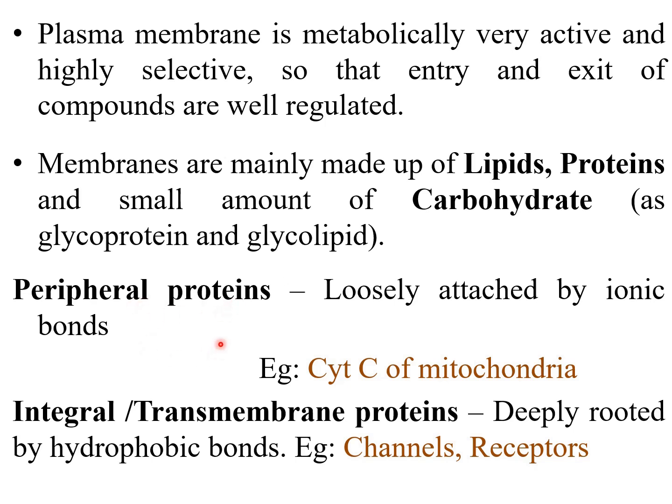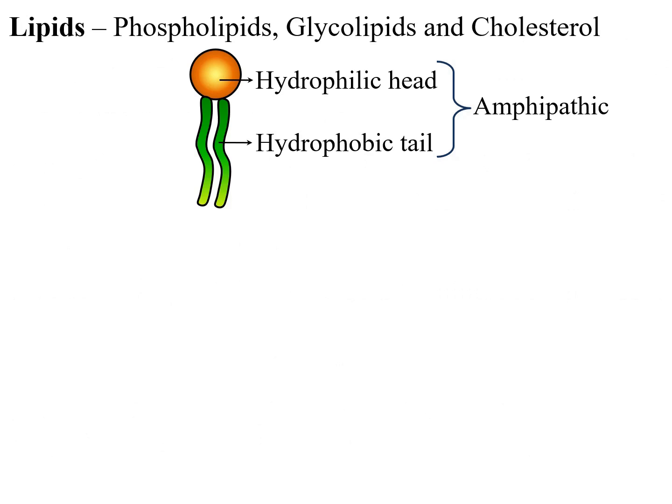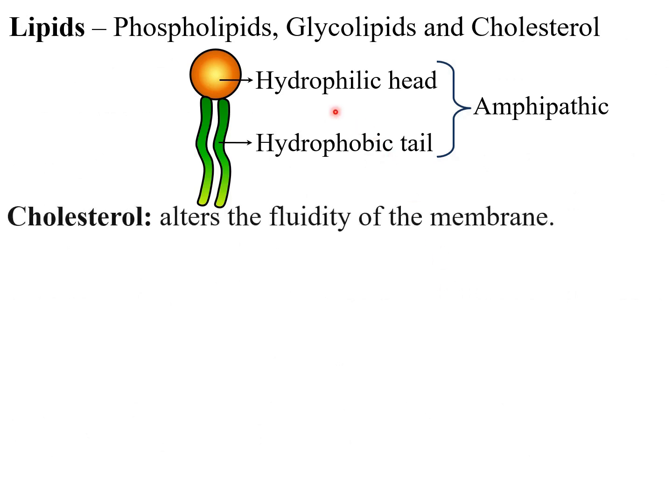Here peripheral proteins are loosely attached by ionic bonds. Example, cytochrome C of mitochondria. And integral proteins are deeply rooted by hydrophobic bonds. Examples, channels and receptors. So these are all the key terms you should mention in the fluid mosaic model as a function. Lipids, as I have already told, are phospholipids with a hydrophilic head and a hydrophobic tail.